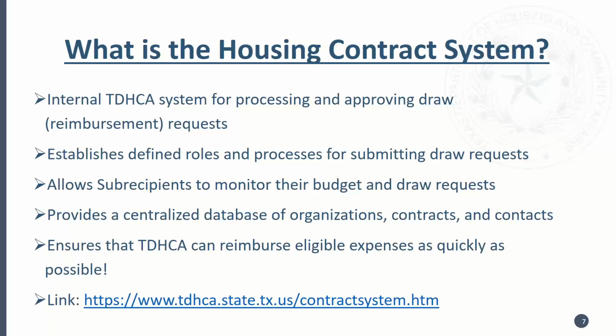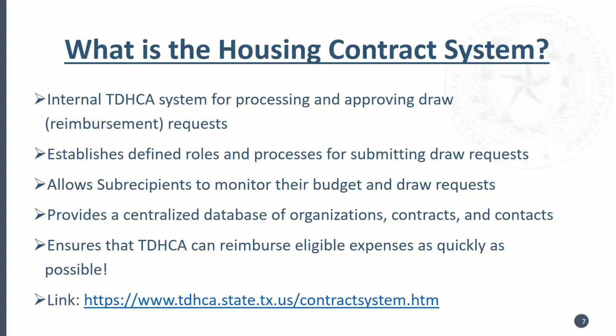On that housing contract system access form that all of your organizations previously submitted before signing your contracts, you established roles for members of your organizations to approve draw requests or to simply view and save draw requests. The same thing happens on our end, where the system allows us to have defined roles for approving your draw requests, as well as for sending them to our financial administration staff to ensure that we can get you your reimbursement as soon as possible.